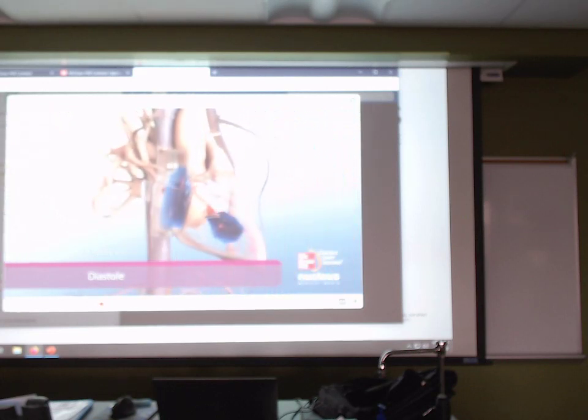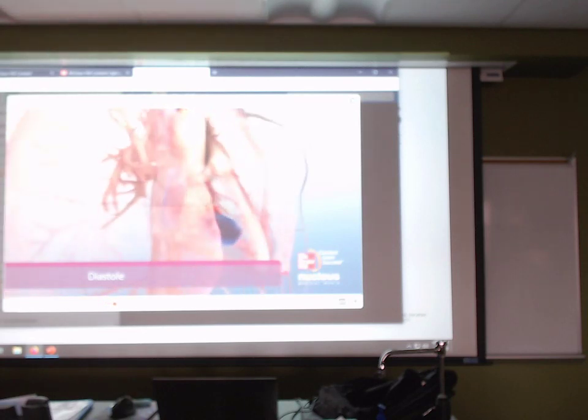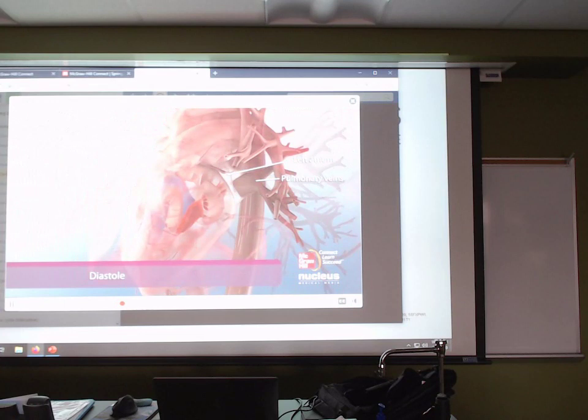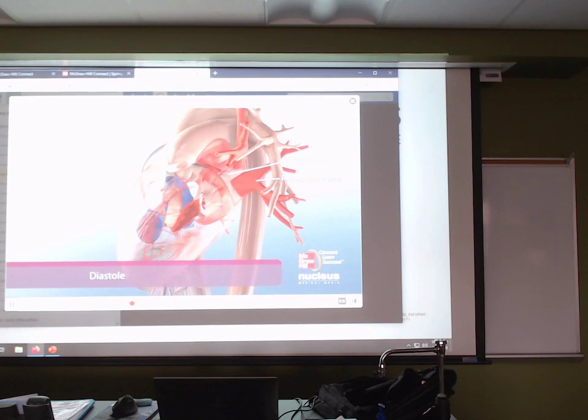Blood flows into the right atrium through the superior and inferior vena cava. Blood flows from the lungs into the left atrium through the pulmonary veins. Then, blood moves from both atria into the ventricles through the open atrioventricular valves.